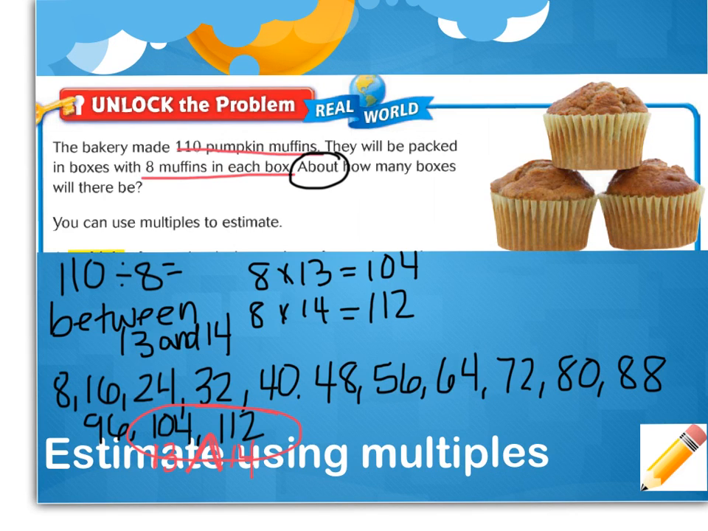Now I'm going to look. 110 is closer to 112 than it is to 104. And since it's closer to 112 than 104, the answer will be closer to 14 than 13. So my best estimate then would be 14. 110 divided by 8 is about 14.